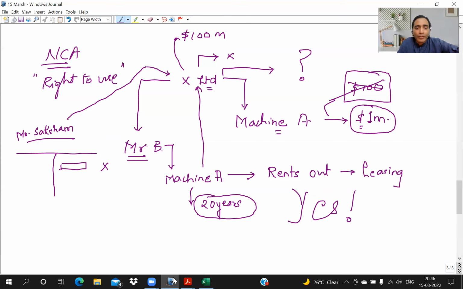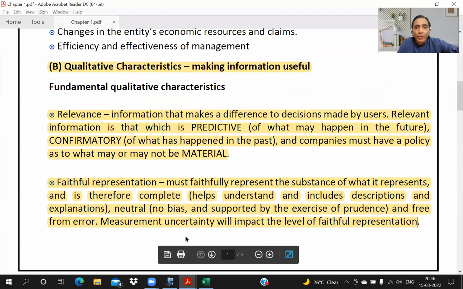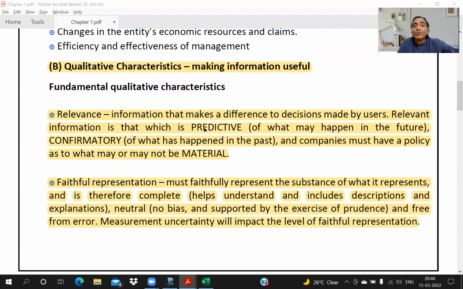So you have to also focus on materiality. You should not be very strict with predictive and confirmatory values. You have to be strict, of course, but you also have to check the materiality of that aspect. If you feel that it is immaterial, considering the size of the business, then you can ignore it. Then your financial statements are still relevant.